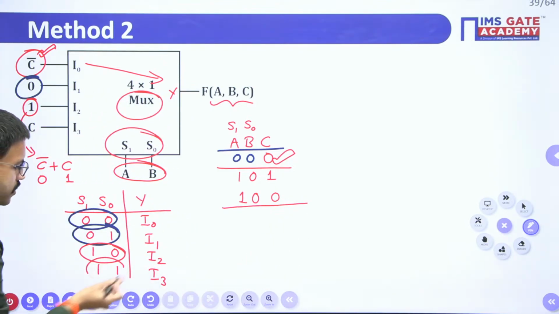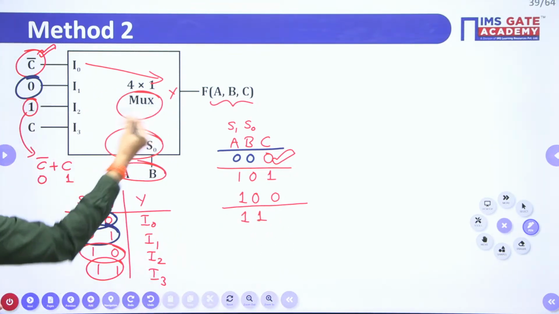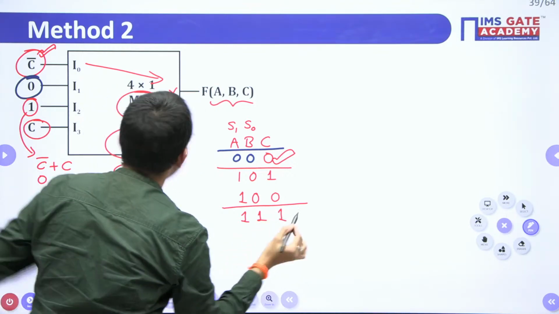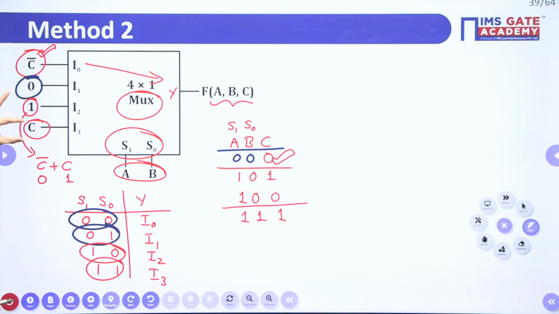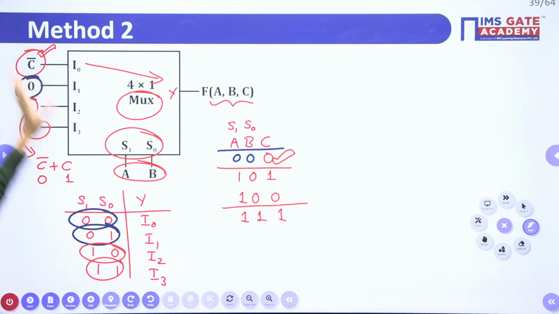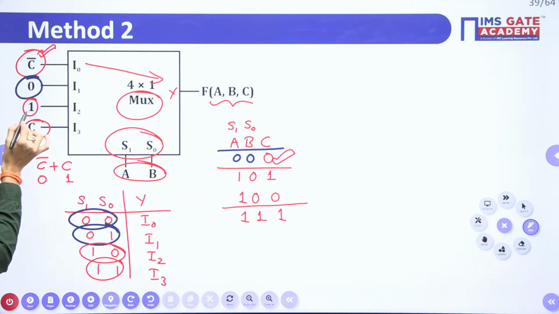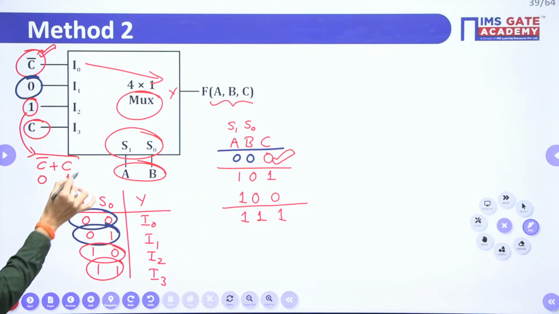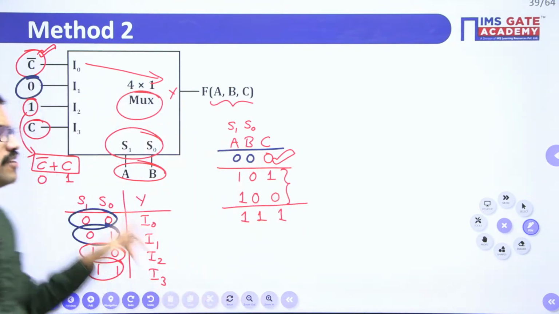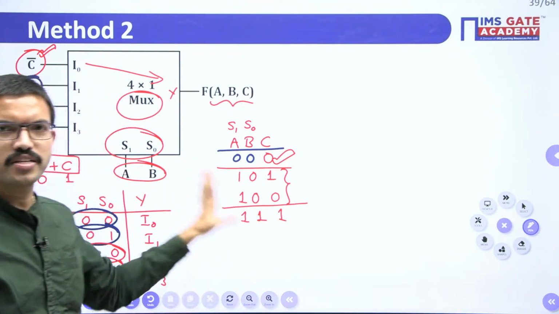Regarding the last combination, selection lines 1-1, I3 will be connected to the output. I3 is nothing but C, and C means the C value is 1. Now carefully observe. When the input is C in normal form, its value is 1. When the input variable is in complement form, its value is 0. Whenever you are having constant 1, that time you will get two combinations. Whenever you are having input as 0, that particular selection combination you can ignore. I hope it is clear for everyone.